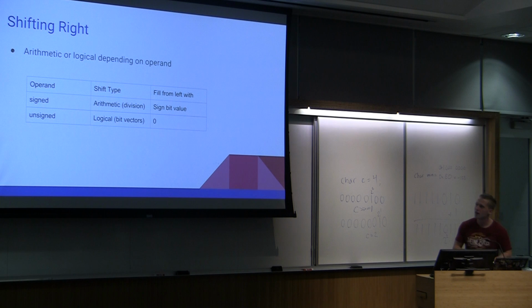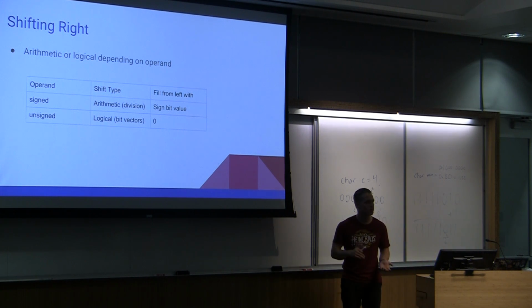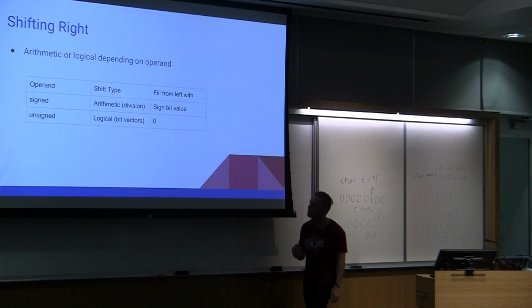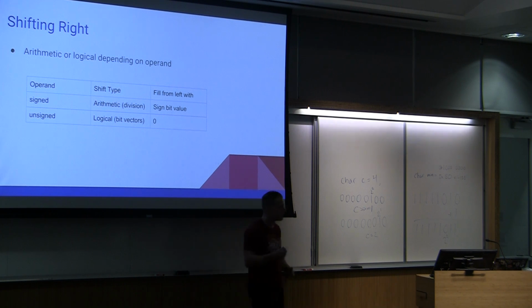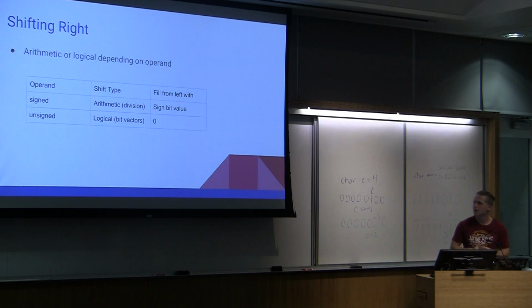So when you shift right, as I said earlier, it's arithmetic or logical depending on the signedness of the operand. So we like to ask this kind of question, and I'm sure you encountered it in your binary bomb. But basically, if the input number is signed, then when you shift it to the right, you fill with the sign bit on the left.